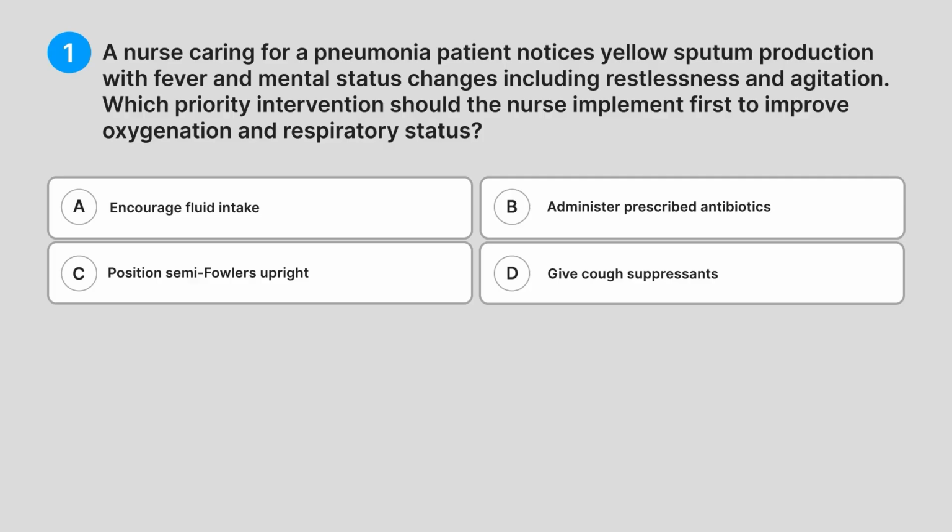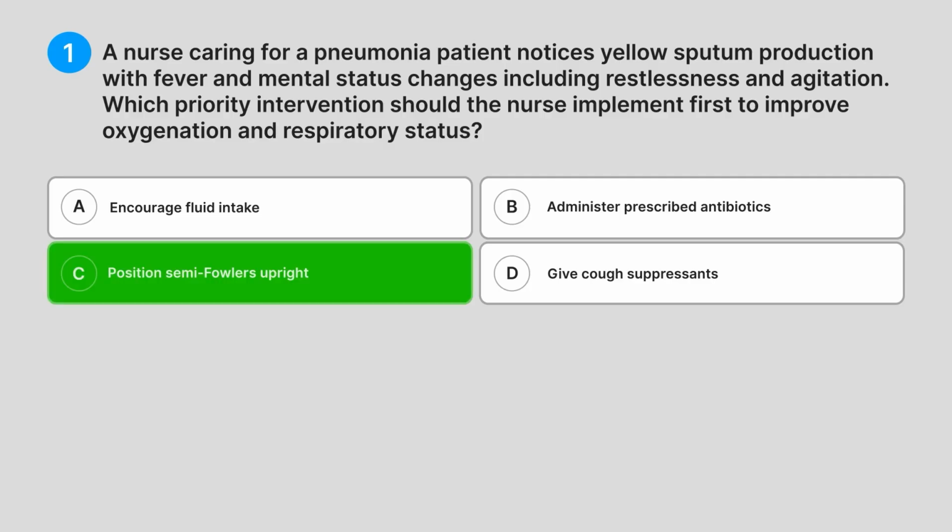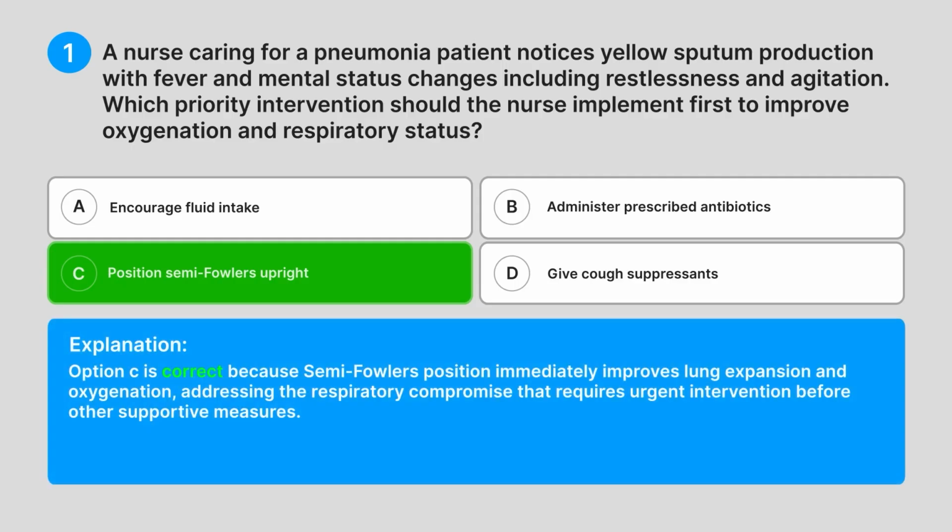Correct answer, C. Position semi-Fowler's upright. Explanation. Option C is correct because semi-Fowler's position immediately improves lung expansion and oxygenation, addressing the respiratory compromise that requires urgent intervention before other supportive measures.